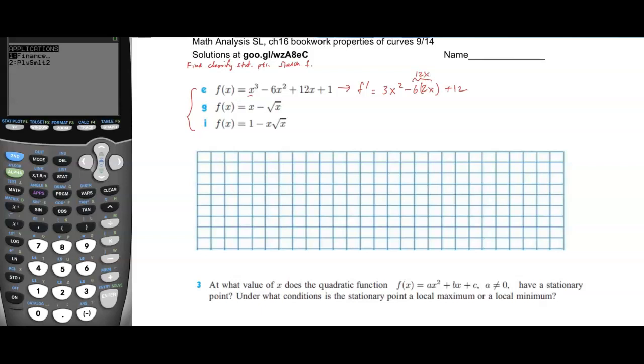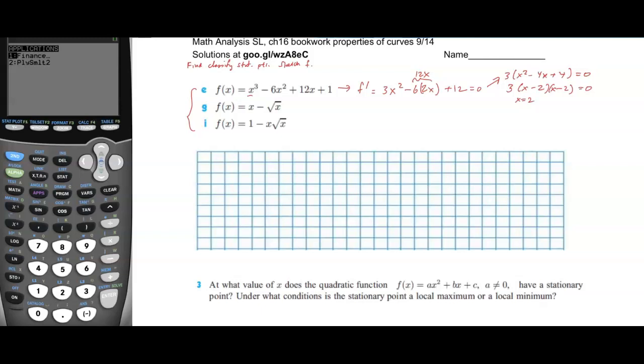In order to find the stationary points, I need to set this equal to 0. A little bit easier if I factor out a 3, right? So it would be x squared minus 4x plus 4 equals 0. I can factor this into x minus 2 times x minus 2, right? So the two stationary points would be x equals 2 and x equals 2. So there's only one stationary point at x equals 2.